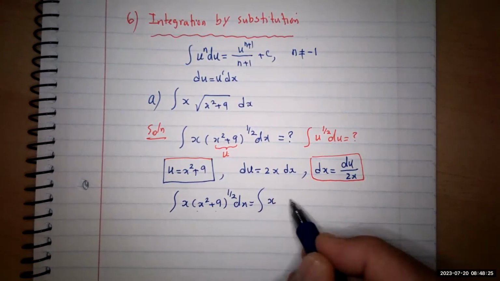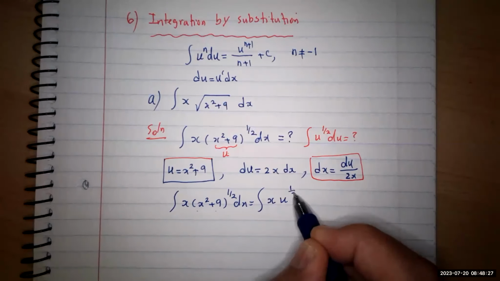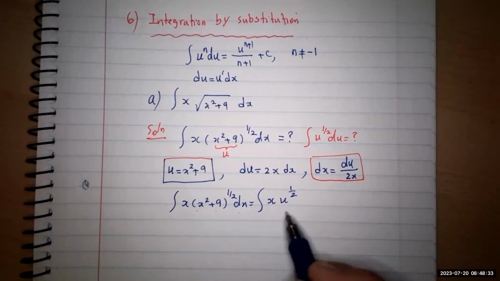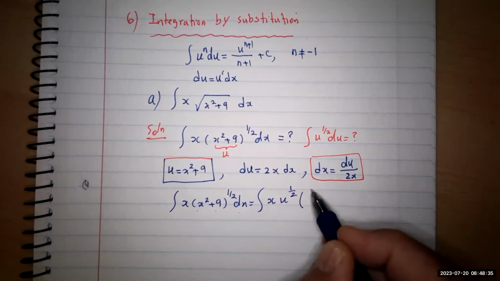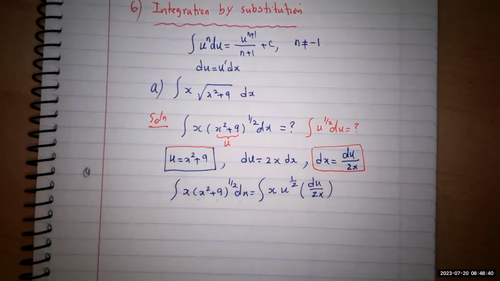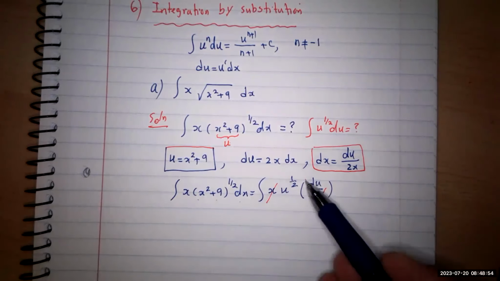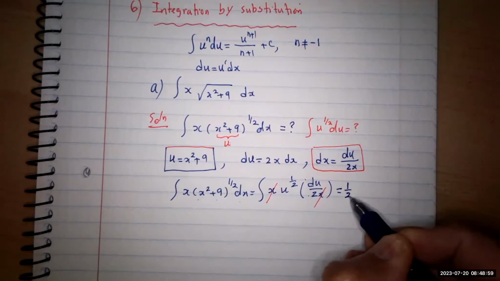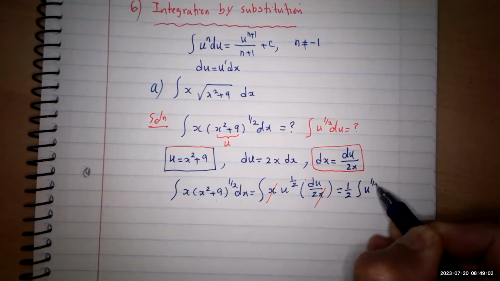This is u to the 1/2, and then you substitute for dx. So what is going to be your dx? Multiplied by dx is du over 2x. All the x's must disappear if you have done your job right. So this x and x will cancel out. The leftover is a 1/2, a constant. When it's a constant, you can pull it out, so it's going to be 1/2 out. It's going to be 1/2 integral of u to the 1/2 du.